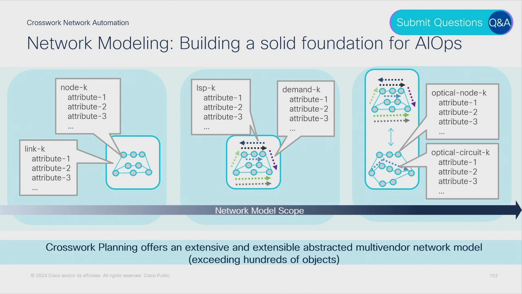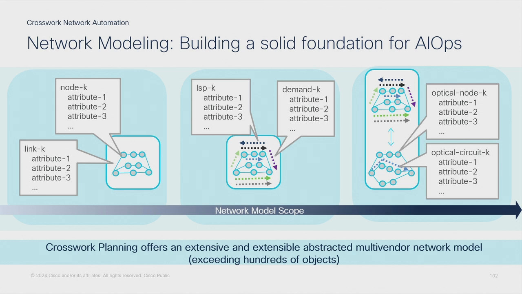In Crosswork Planning, we have two methods to build a network model. The first one is using an active collection with a Crosswork Planning collector that will gather data directly from the network using built-in collectors that will collect different pieces of information from the network and then consolidate it into an aggregated and abstracted network model, also known as a plan file.